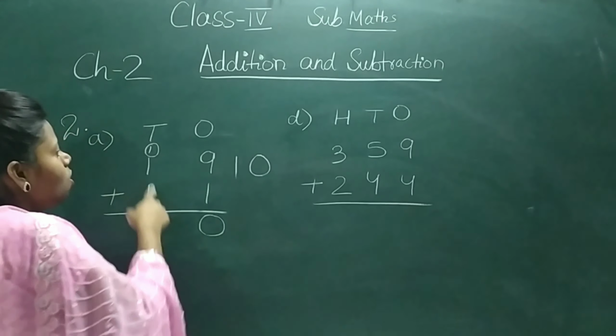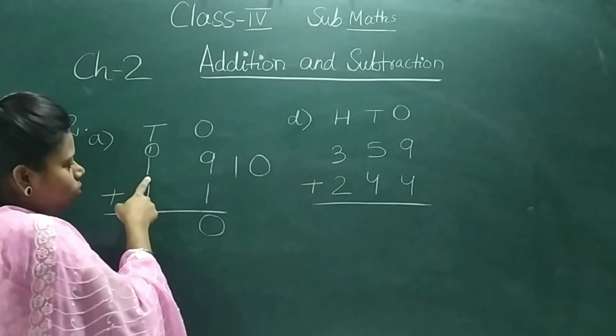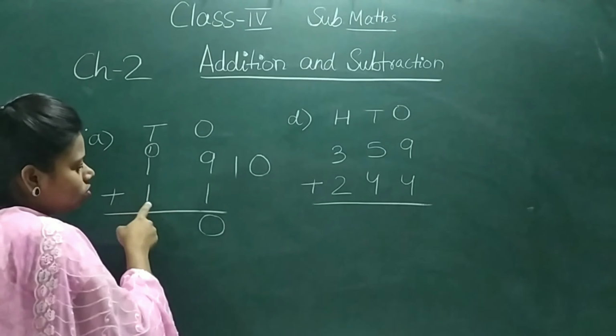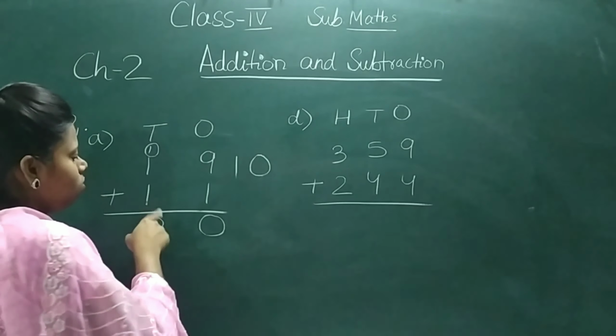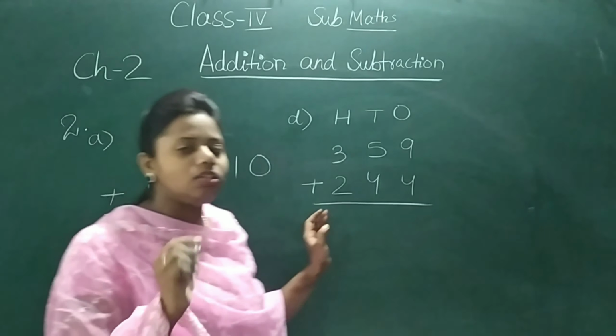Now let's add: 1 plus 1 is 2, 2 plus 1 is 3. So what is the answer? 30. Now let's do number D.